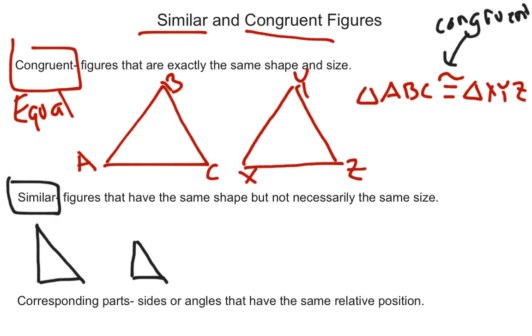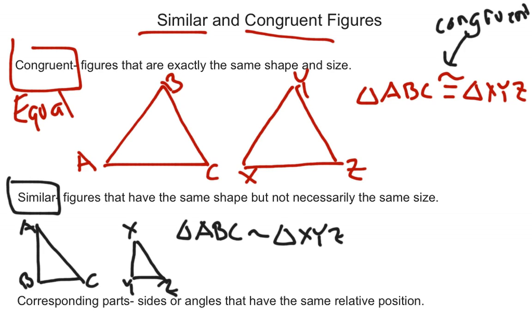So if I call this one, again, we'll just call it ABC to be simple, and we'll call this one XYZ. And what we say there then, the symbol for similar is just that little squiggly line. So I would say, again, triangle ABC is similar to triangle XYZ in this case, where this time it's just a little squiggly line. We don't have the equal sign there. Just a little squiggly line means is similar to.